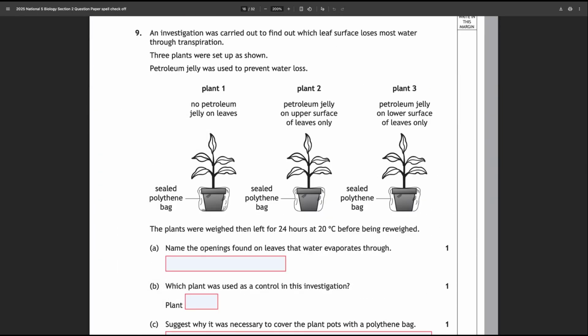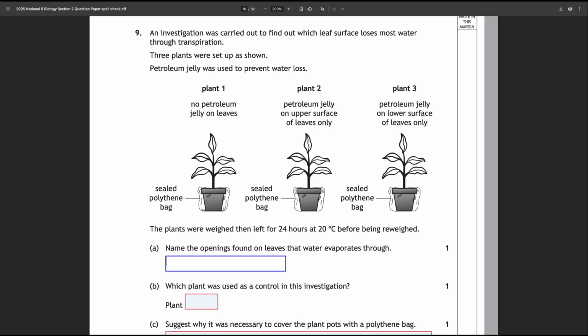Okay, on to question 9. So an investigation was carried out to find out which leaf surface loses the most water through transpiration. 3 plants were set up as shown. There was petroleum jelly used to prevent water loss. So plant 1 had no petroleum jelly in the leaves at all. Plant 2 had petroleum jelly only in the upper surface, and plant 3 had petroleum jelly only in the lower surface. The plants were weighed, then left for 24 hours at 20 degrees before then being reweighed.